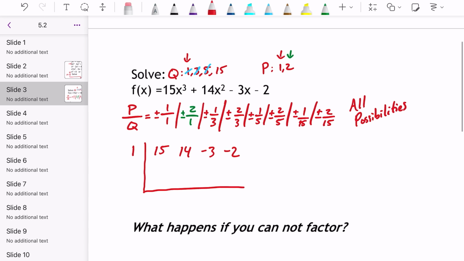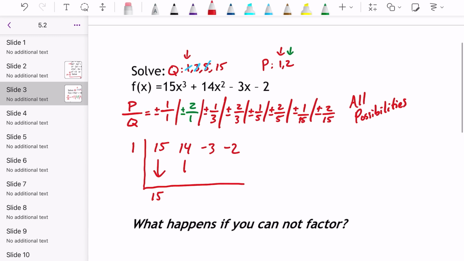We go ahead, work our numbers. In this case, this would be 15. This would be 15, because 1 times 15 gives us 15. This would be 29. 1 times 29 gives us 29. 26. Once we combine our like terms, 26, which would leave us with 24.